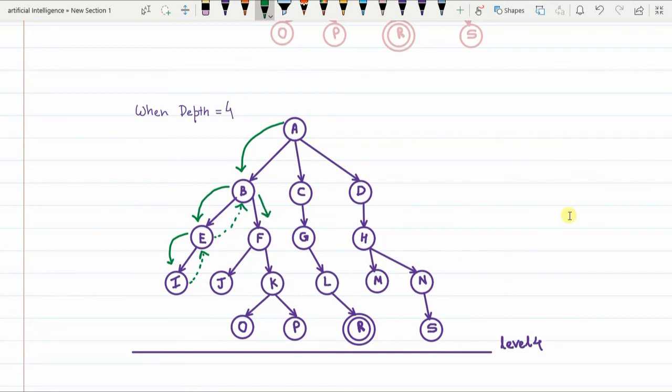At F there are two options, J or K. Let's say we choose J. After reaching J, we realize that J is not a goal node and J also does not have children, so I have to backtrack to F.